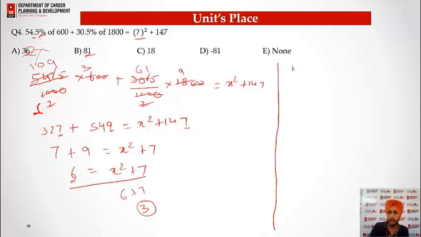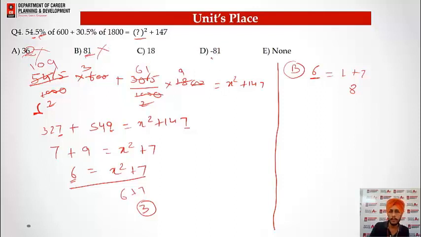So option B: when we put 1 in place of x square, that is also 1. So the left side is 6, and the right side is 1 square, that is 1, plus 7, 7 plus 1 is 8, and on our left side that is 6. Both sides are not equal, so option B will not be our correct answer.